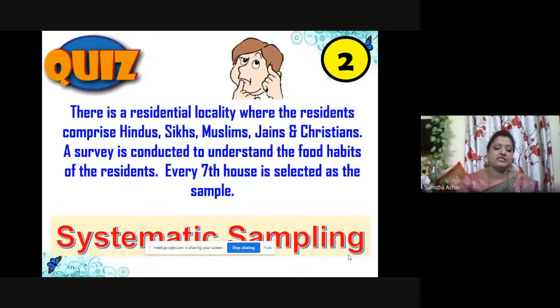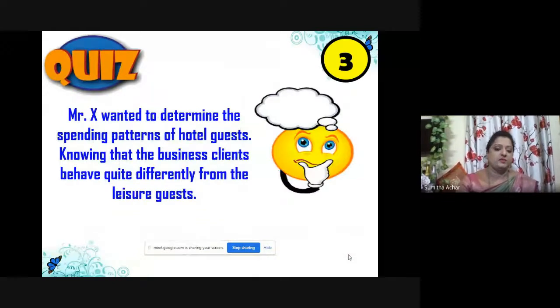The next is the third quiz. Mr. X wanted to determine the spending pattern of the hotel guests. I request all the participants to think a little before you give the answers, right?